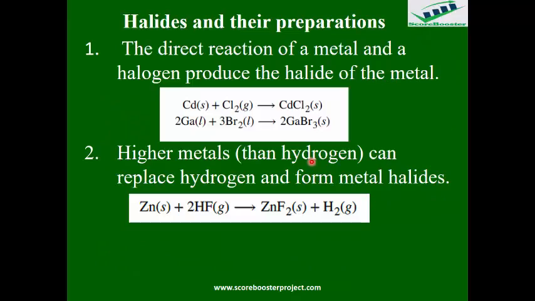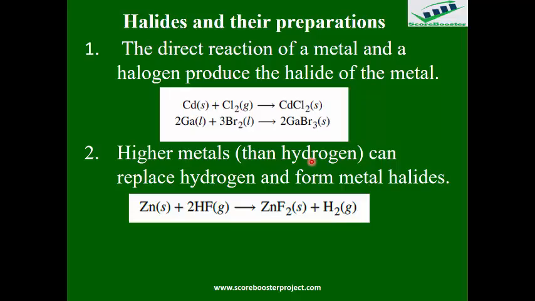How do we prepare halides? The first method and the simplest is the direct combination of the constituent elements. If you want to prepare a chloride of element A, just react A with chlorine, A with bromine, A with fluorine. That is direct combination of elements.